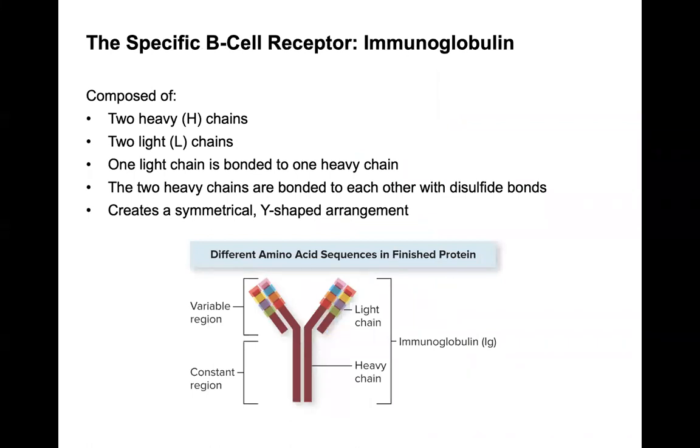The specific B cell receptor or immunoglobulin is composed of 2 heavy chains and 2 light chains. One light chain is bound to one heavy chain. The 2 heavy chains are bound to each other with disulfide bonds, and they create a symmetrical Y-shaped arrangement, as you can see here.